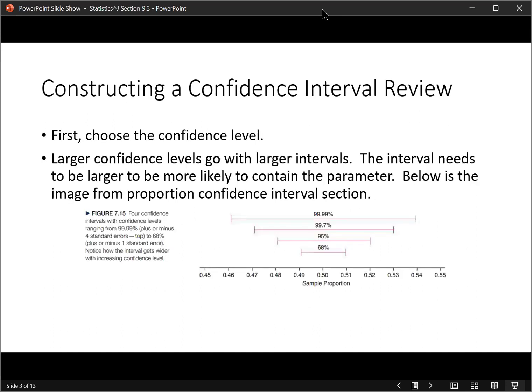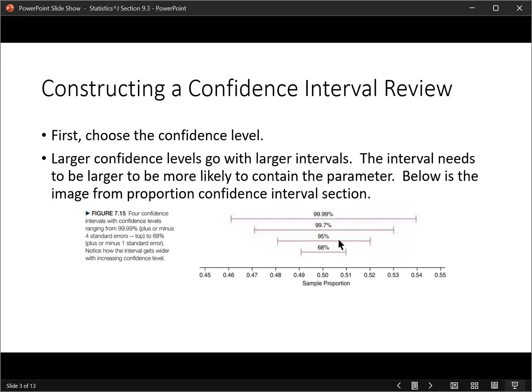First, we choose the confidence level. This was the exact same thing that we did for proportions. Larger confidence levels go with larger intervals. That's the same as proportions. The interval needs to be larger to be more likely to contain the parameter. Right? So the higher percentage chance you go, the wider the interval you want to make so that you have a greater chance of catching the parameter.